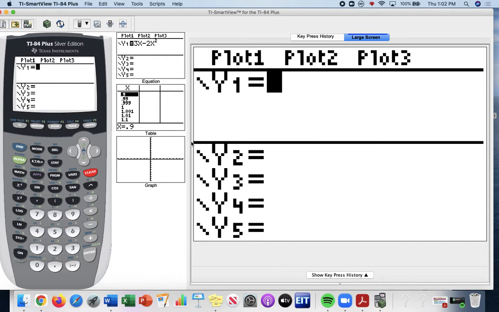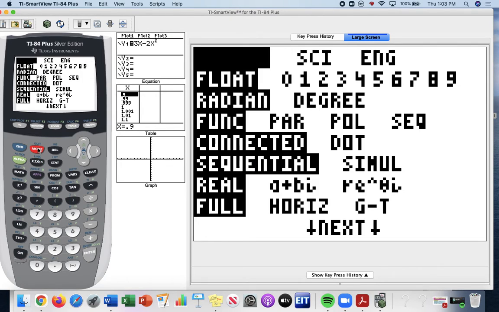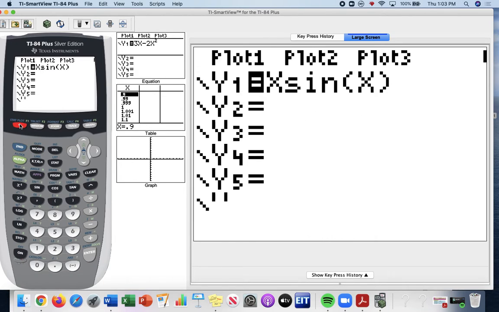The function we're going to be working with now is x sine of x. So I'm going to go ahead and type that into my y1. Make sure that you're also in radian mode. In this class, we're always in radian mode. So double check that you're in radian, which I am.